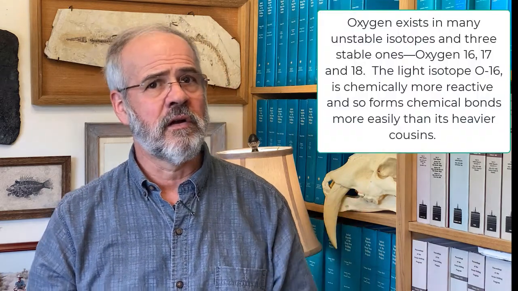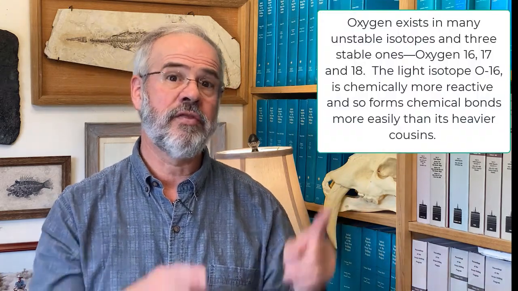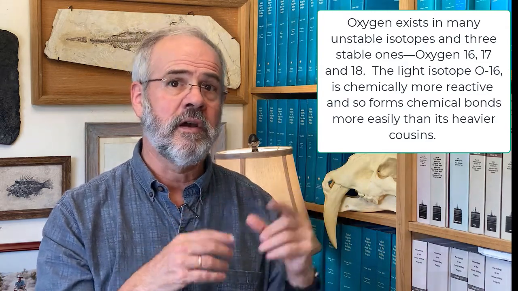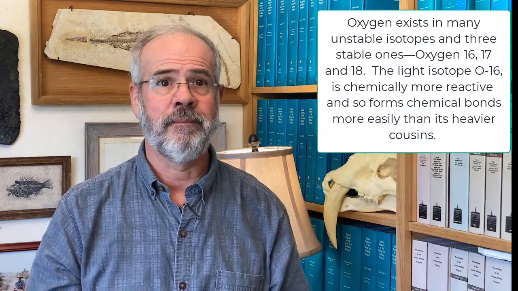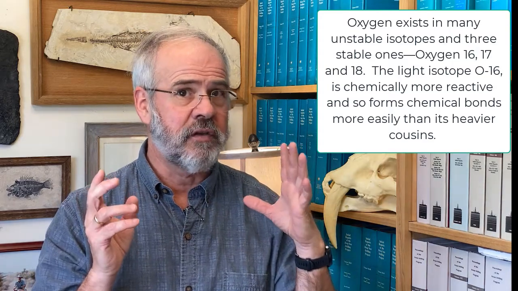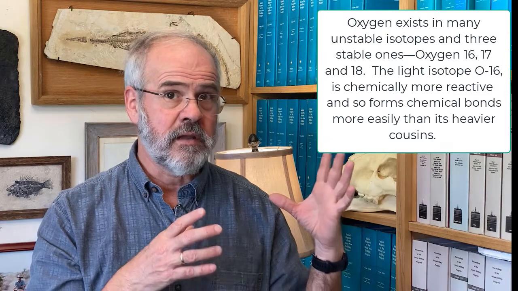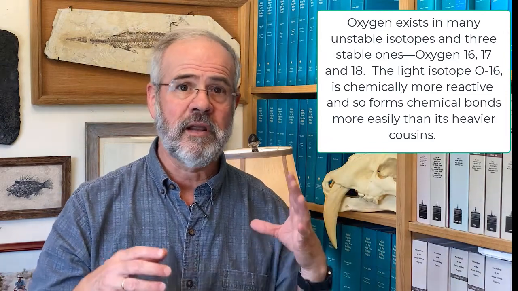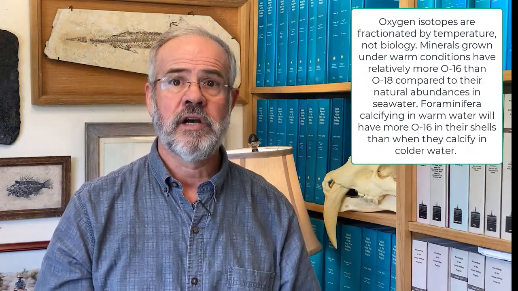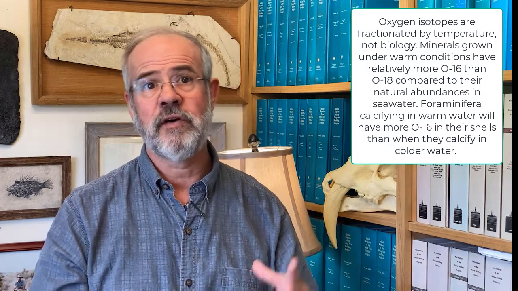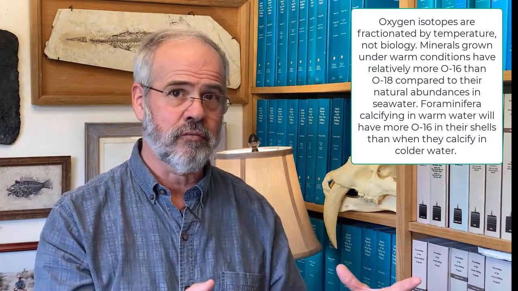and the continents. Oxygen exists in a large number of unstable isotopes and 3 stable isotopes, which, as you can recall, differ in the number of neutrons present in the atom. The stable forms are oxygen 16, 17, and 18. Oxygen 16, being the lightest stable isotope, is chemically the most reactive one. Oxygen isotopes are fractionated strongly in calcite and other minerals as a function of temperature at which those minerals grew.